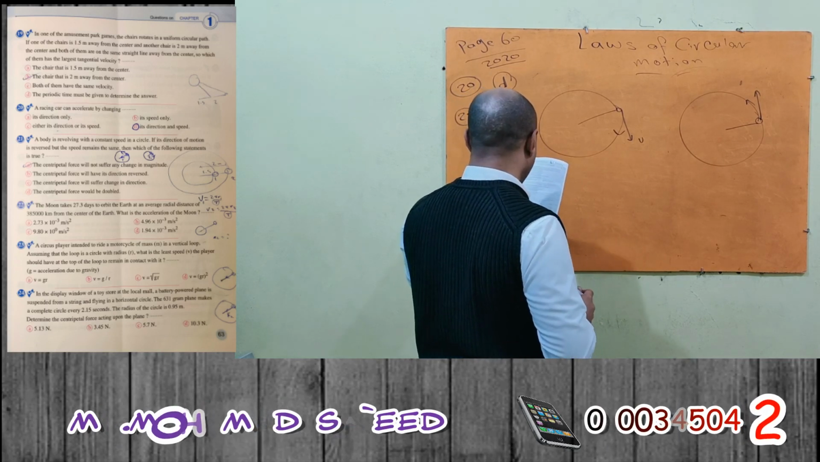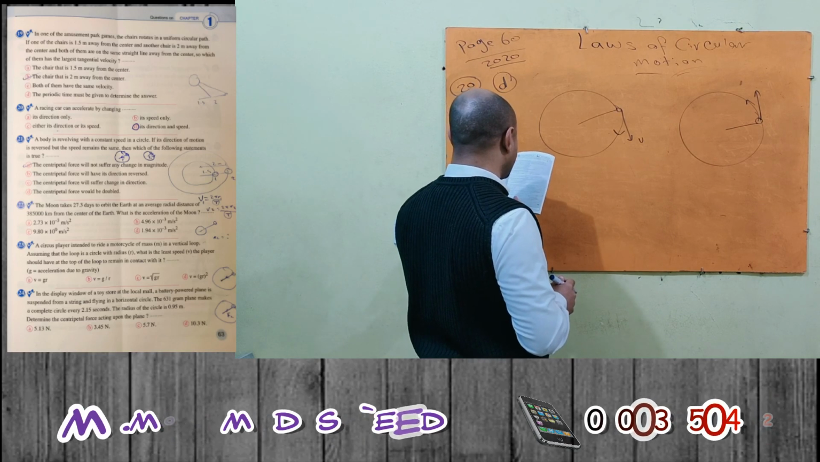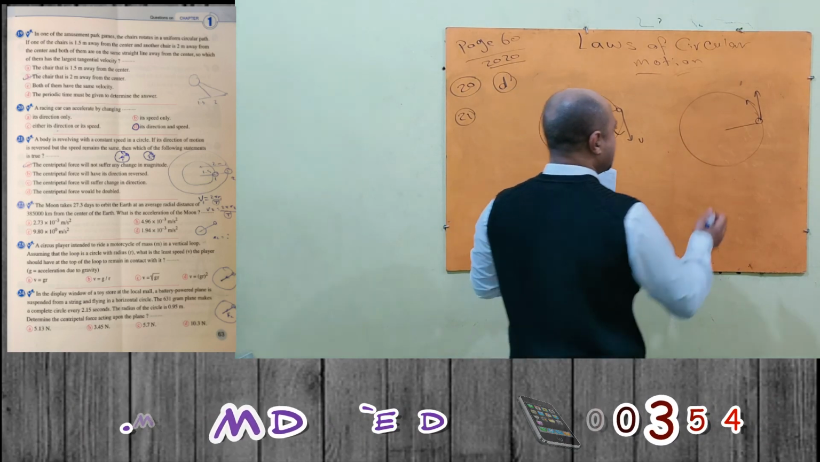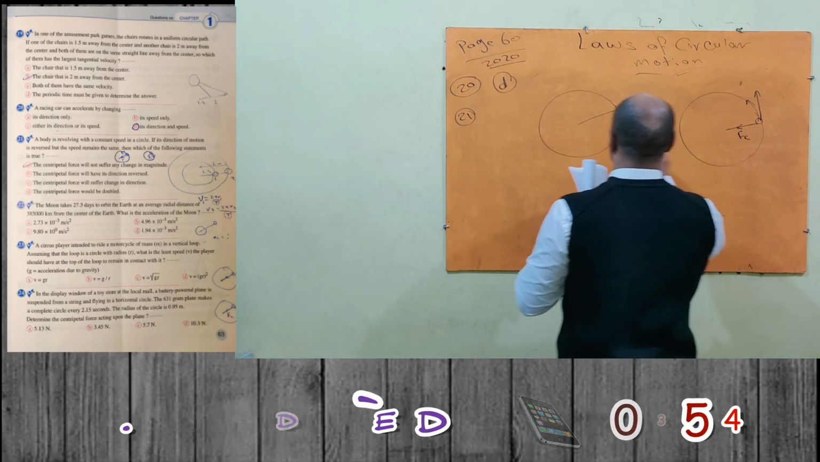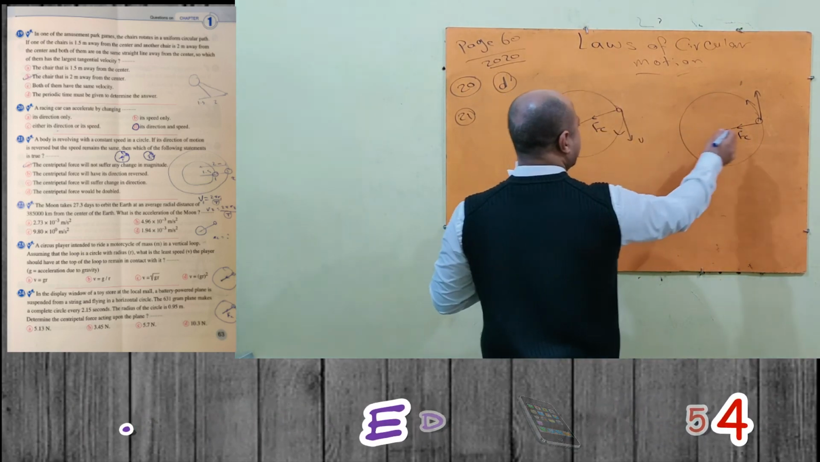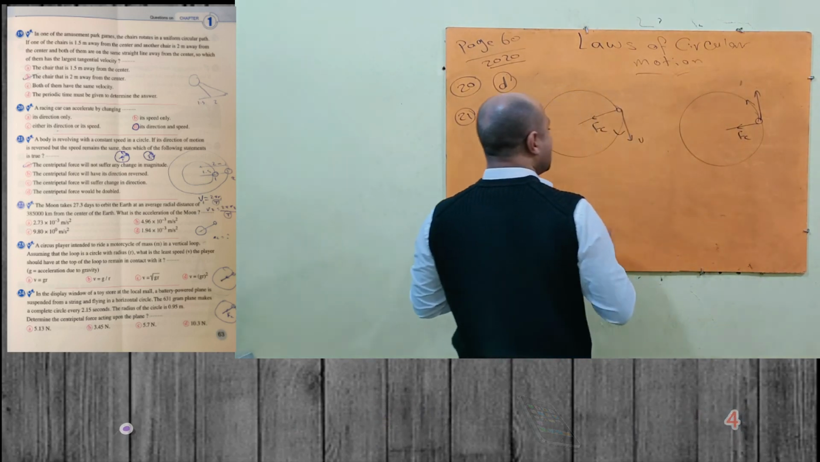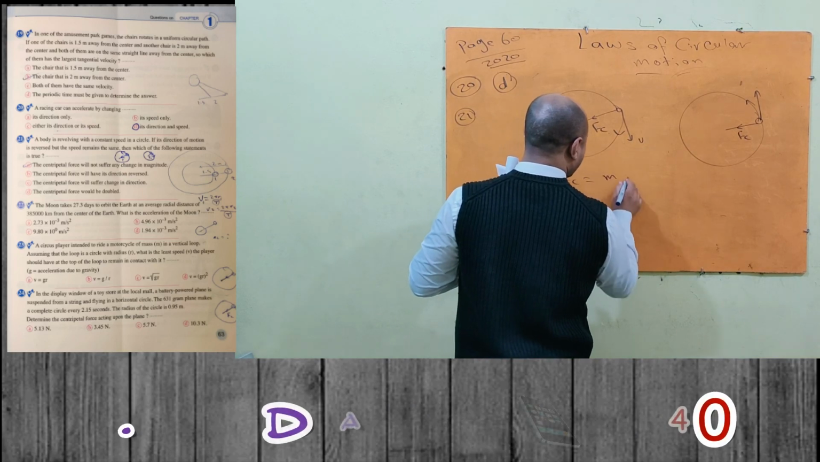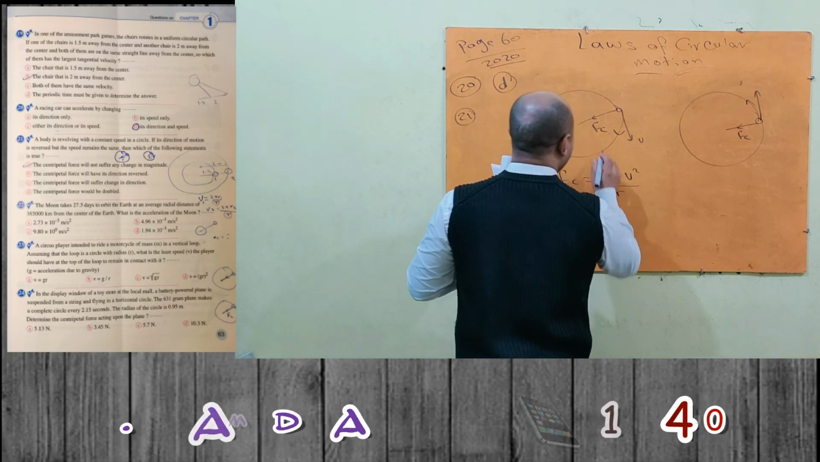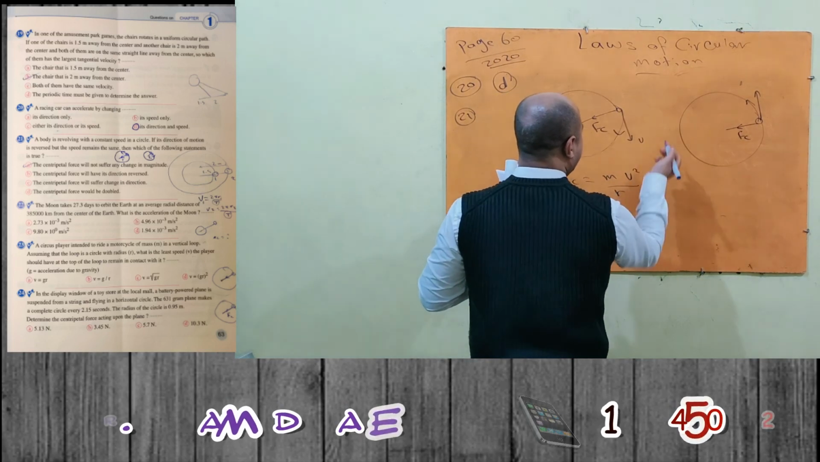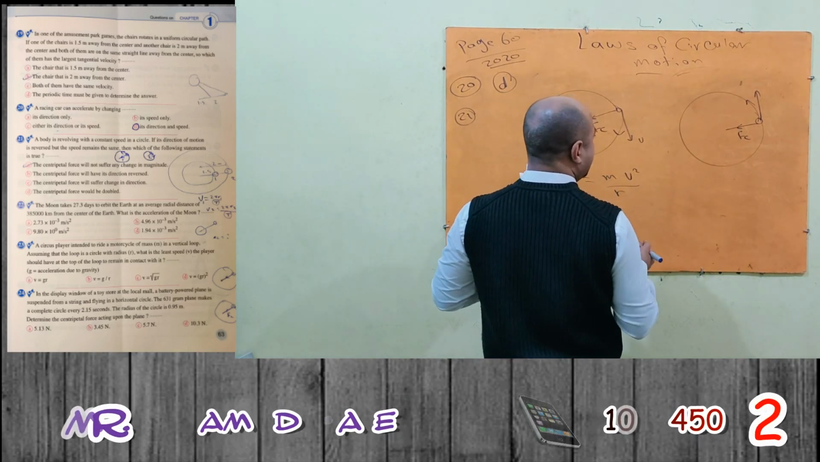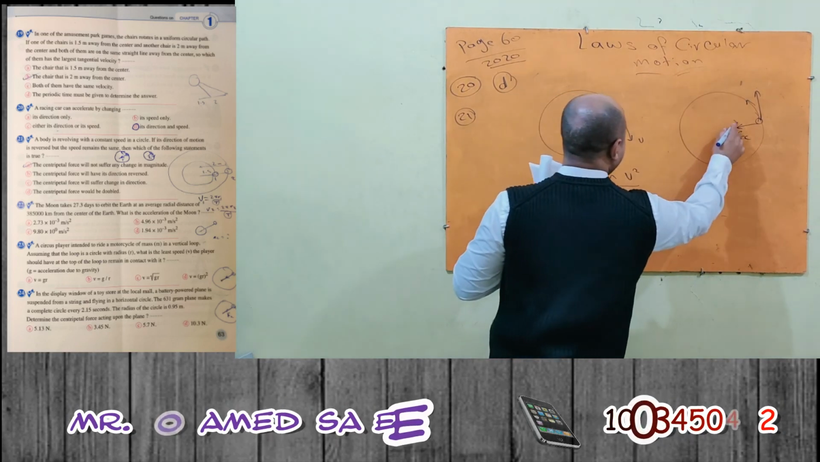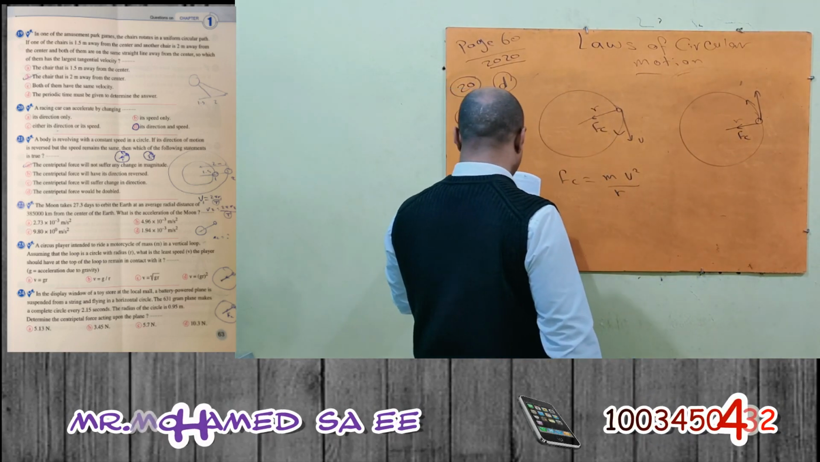A, the centripetal force will not suffer any change in magnitude. Yes, because centripetal force in this case, Fc, and also in this case, Fc, acts towards the center, and Fc equals what? Mass of the object times v squared over r. Mass of the object doesn't change, v also doesn't change in magnitude, and the radius is the same, so this is true.